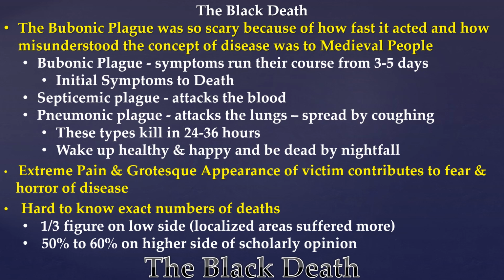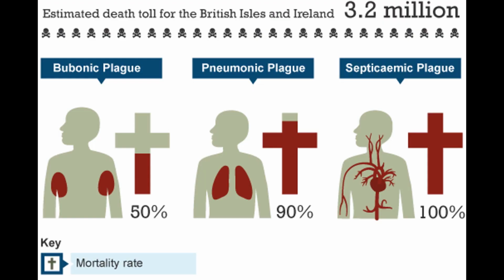Again, the bulk of scholarly opinion is moving toward that 50% number, but we're really digging into the historiography of the event. That one-third number is what we wrote down, and what you should hopefully have starred, notated, and highlighted on your study guide. This is the mortality rate. Mortality rate is the rate that somebody gets this disease and then dies from it.